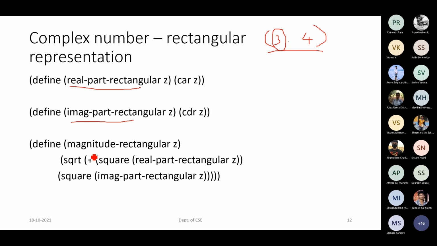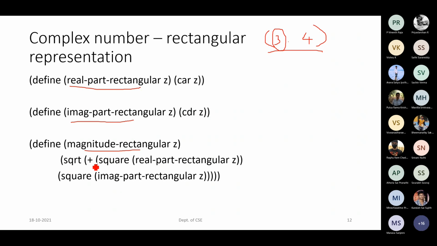The magnitude procedure, whatever we have discussed, remains the same, other than the name of the procedure being changed. So magnitude-rectangle, since we have defined it for the complex number which is in the rectangular form. When we are using it for the multiplication or division operation, it is better we convert it to the polar form representation. For the conversion we use the formula, square root of x square plus y square.